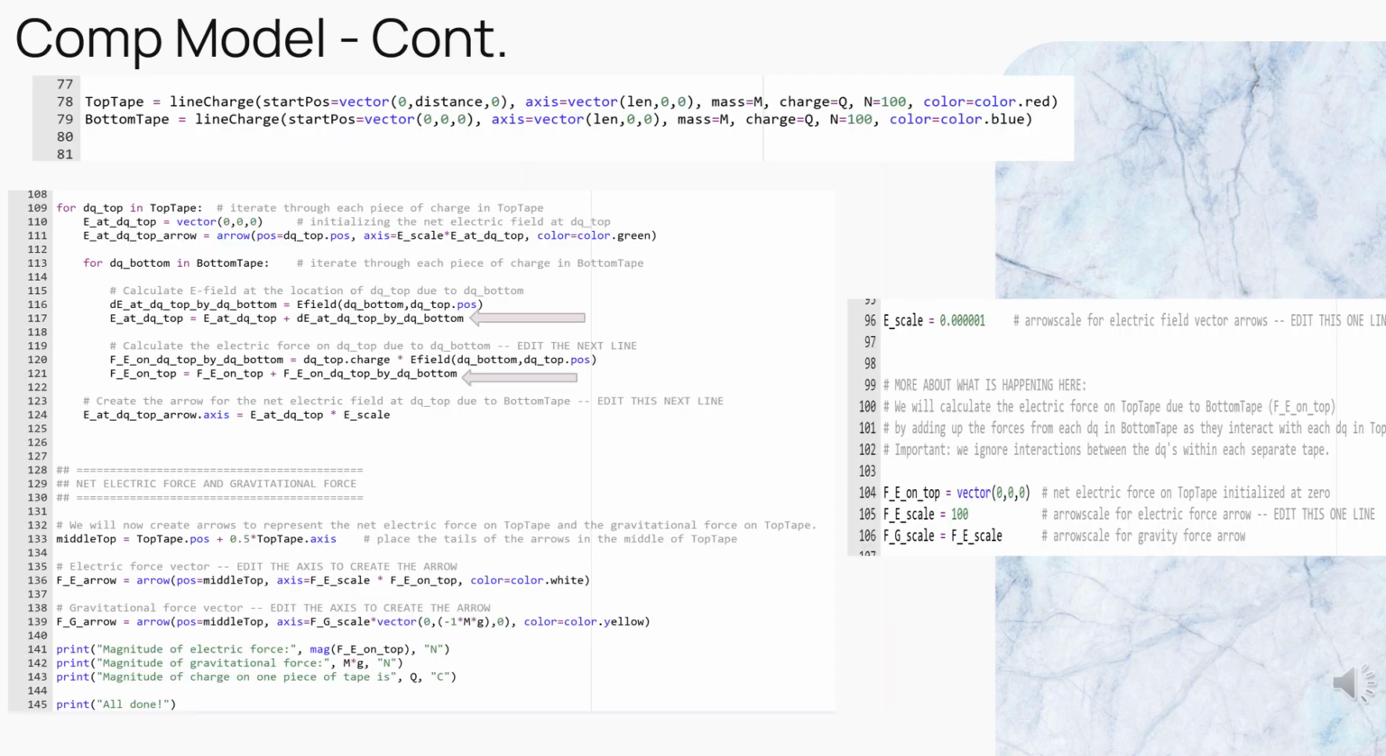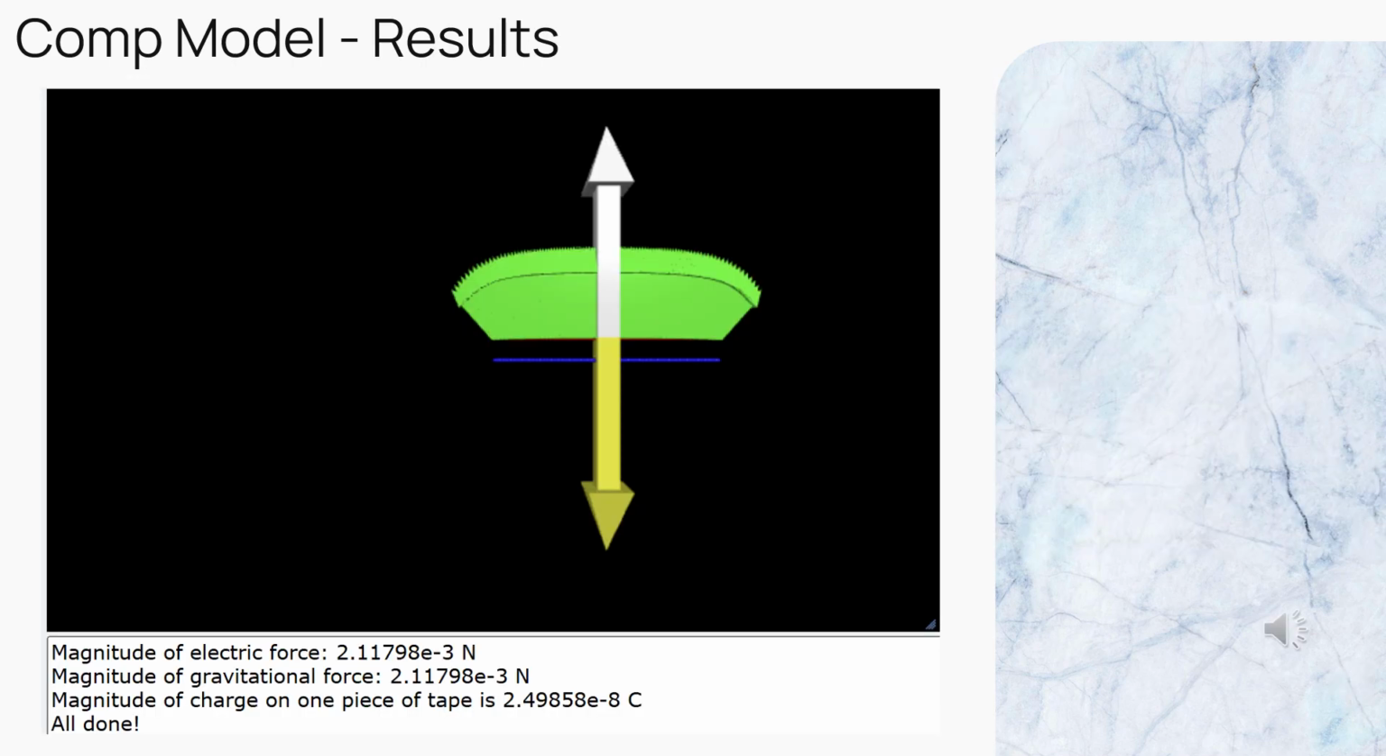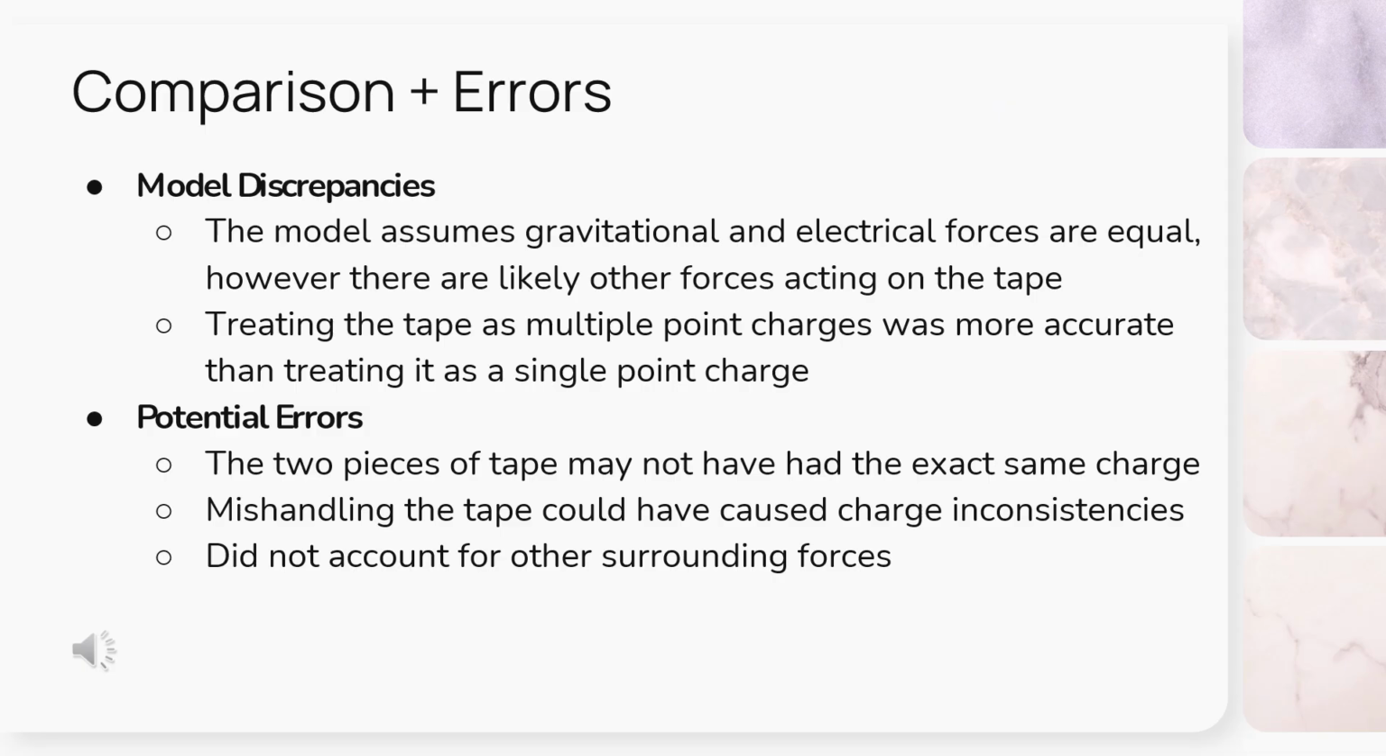Here is the last part of the GlowScript model. This has the calculation of where the top and the bottom tape are, and the arrows are pointing to the most important parts, which are the electric field at the top tape and the force of the electric field on the top tape. Final results for the GlowScript model: the output is the magnitude of the electric force, the magnitude of the gravitational force, and the magnitude of the charge on one piece of tape. And it basically just shows the distributed charge.